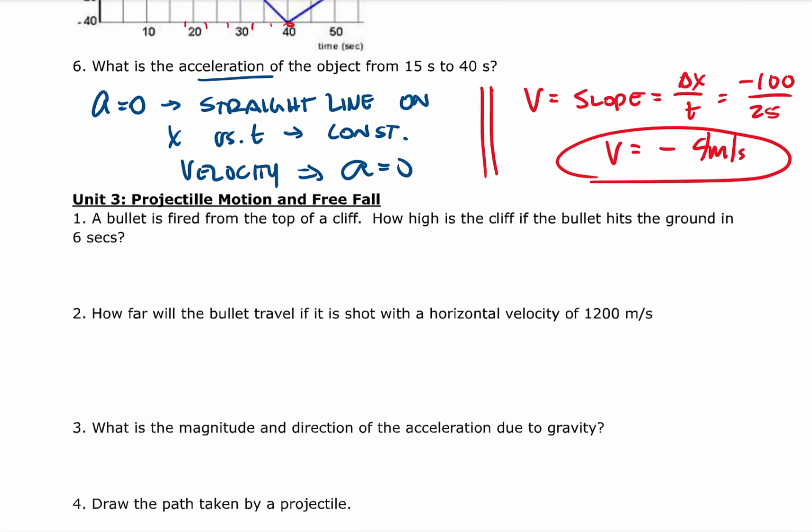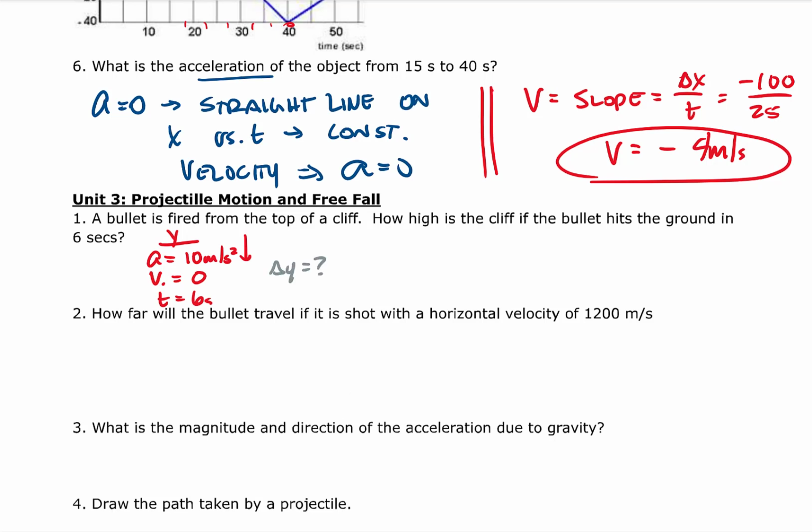All right, projectiles. A bullet is fired from the top of the cliff. How high is the cliff if the bullet is on the ground in 6 seconds? Well, this is a y direction question. In the y direction, the acceleration is 10 meters per second squared down, because it's gravity, it's always 10 meters per second squared down. The initial velocity in the y direction is 0 because it's shot horizontally from the top of the cliff. The time it takes to hit the ground is 6 seconds. And what I want to know is the delta y.